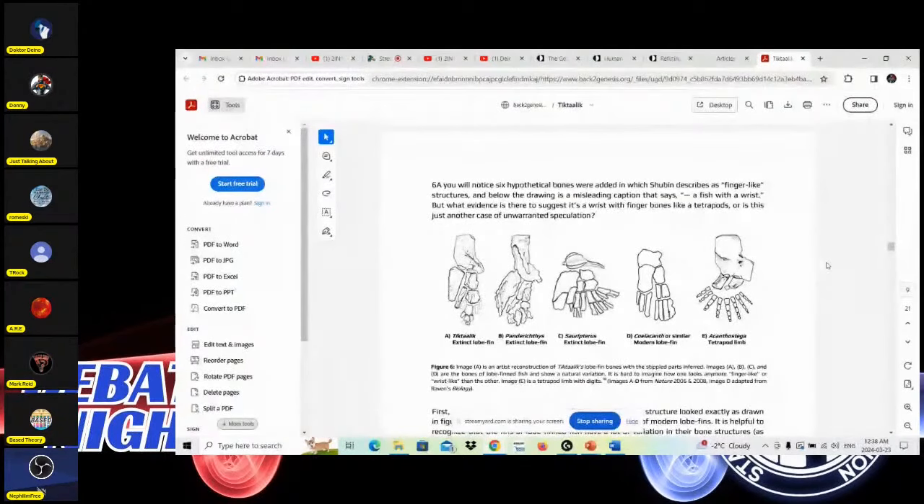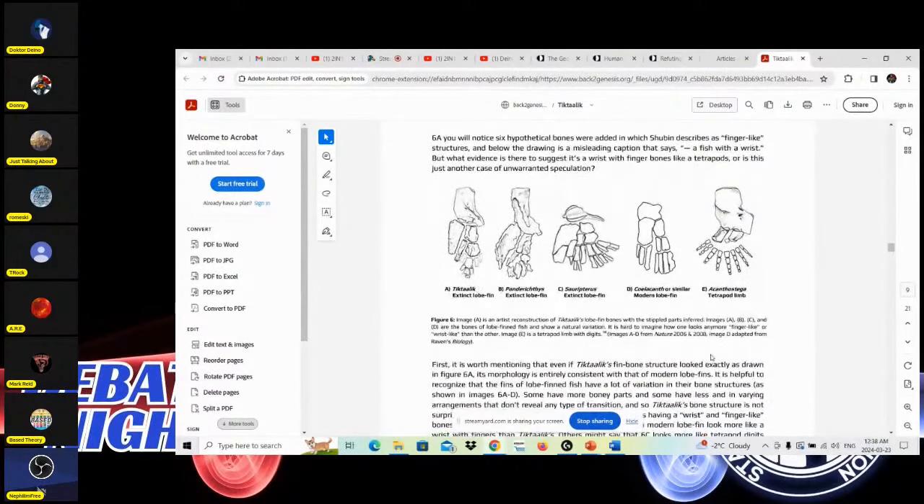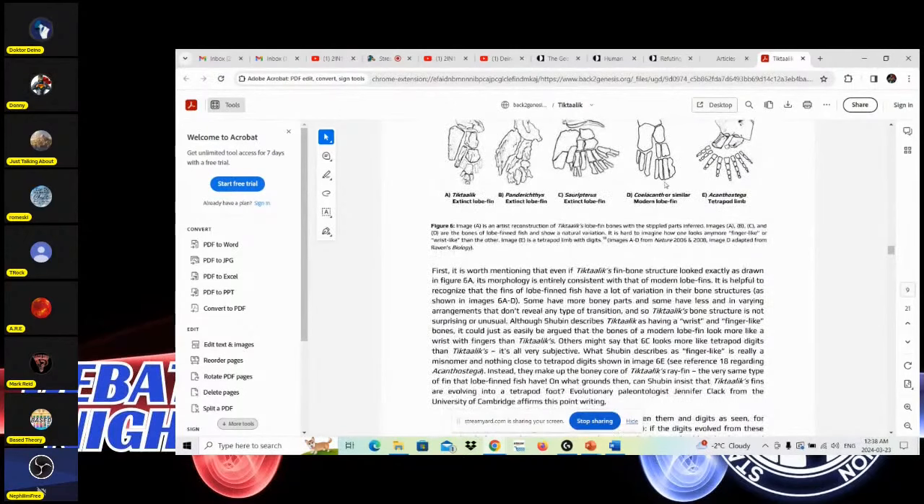Yeah, and that is not a coelacanth. What is that? Well, it says coelacanth or similar modern lobe fin. So maybe he's just... It says figure D here are the bones of lobe finned fish and show a natural variation, is his argument. Is it the tail fin or something? I don't even know where that came from.